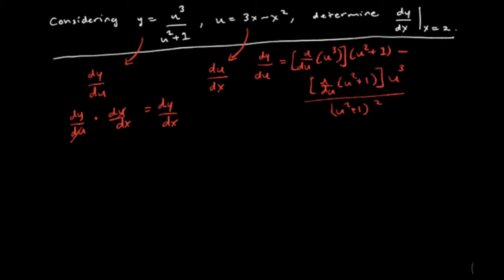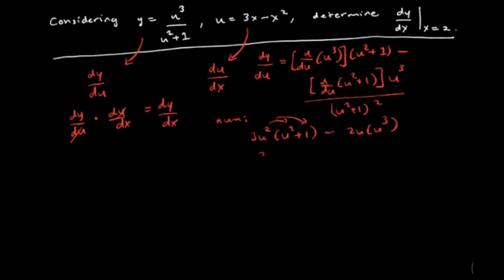Okay? So when I do the derivative of the numerators, what you're going to see here is 3u squared times u squared plus 1 minus 2u times u cubed. Okay, that's just basically the numerator portion. I want to simplify the numerator before I put the denominator down, so I'm just going to expand this out.